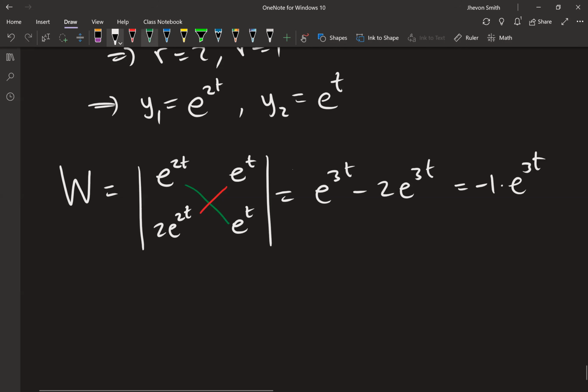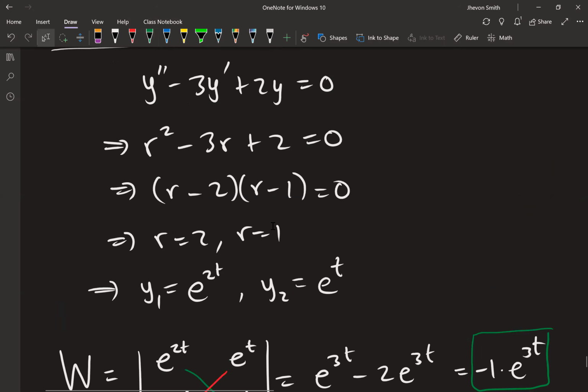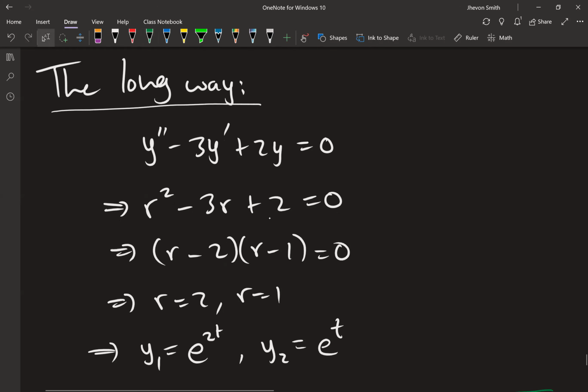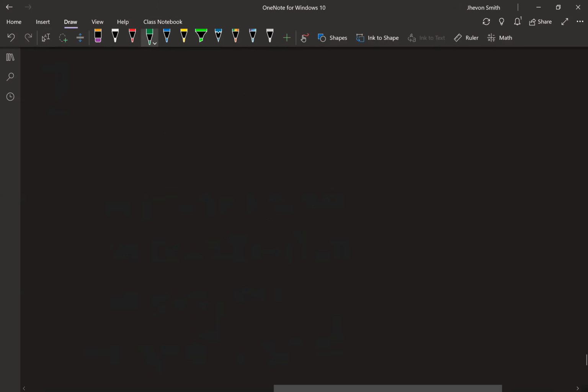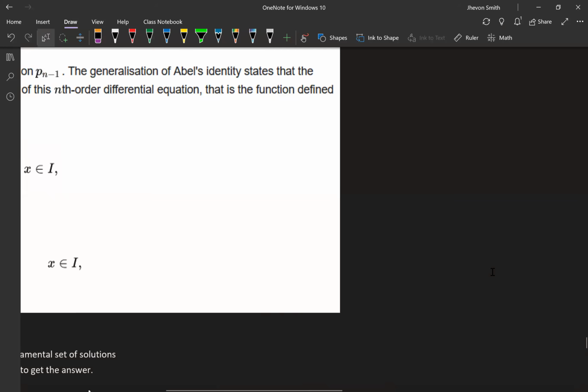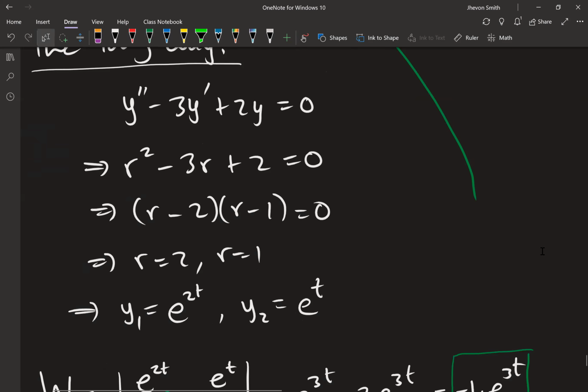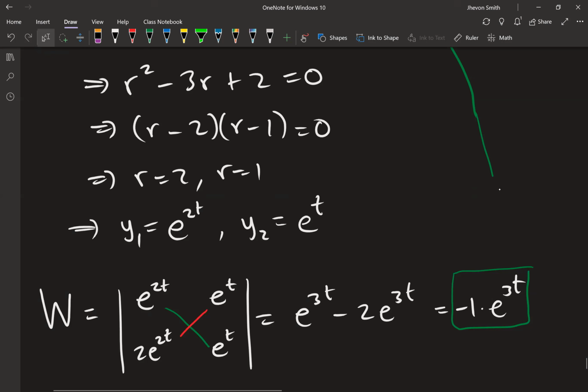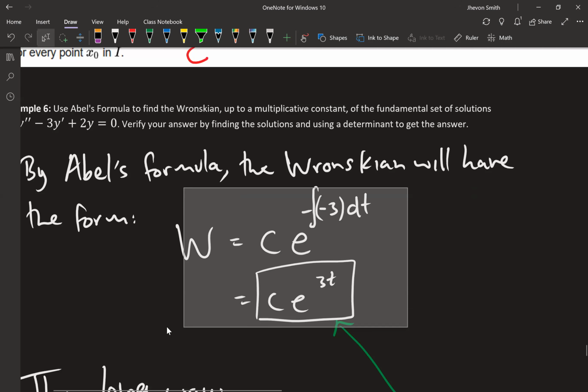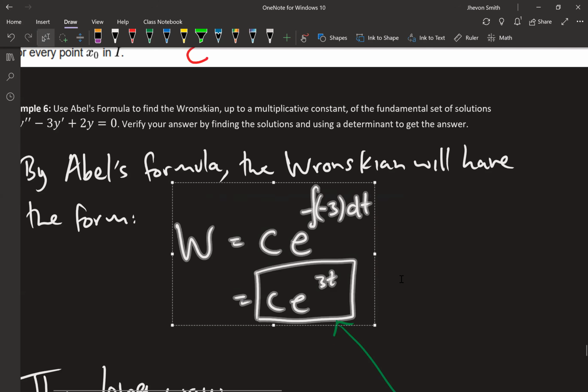And look at that. You compare this to that, and you'll see that I knew in a very short span of time what the Wronskian was going to look like. It's going to be some constant times e to the 3t.